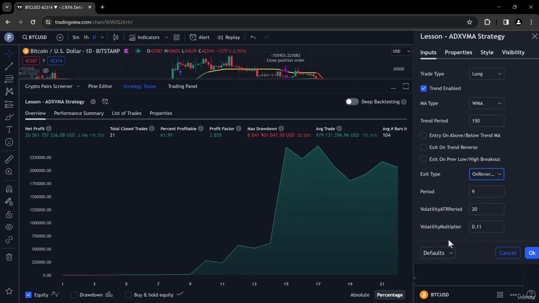The next three parameters are responsible for setting the parameters for the ADX VMA indicator. We have a period for that indicator, a volatility ATR period, and a volatility multiplier. These three parameters are used by the ADX VMA indicator in our trading strategy. Now let's review how it actually works on the trading chart.